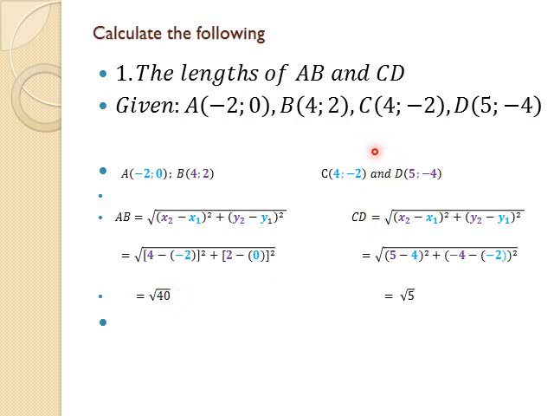CD, so to get the length of CD, again, square root of (x2 minus x1) all squared plus (y2 minus y1) all squared. That becomes 5 minus 4 for my x value, squared. For my y values, minus 4 minus minus 2 becomes negative 4 plus 2, which gives me negative 2 squared. And 5 minus 4 gives me 1 squared. So 1 squared is 1, and 2 squared is 4. 4 plus 1 gives me the square root of 5.